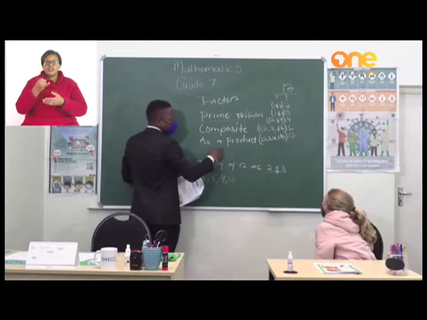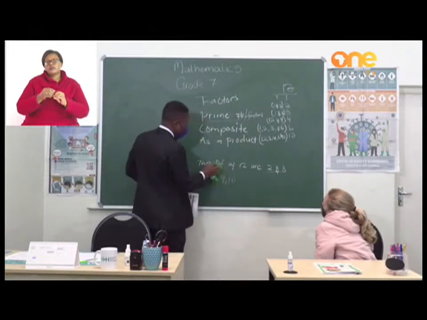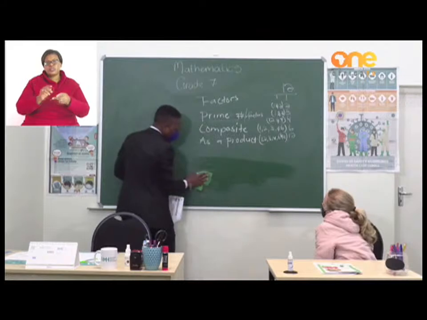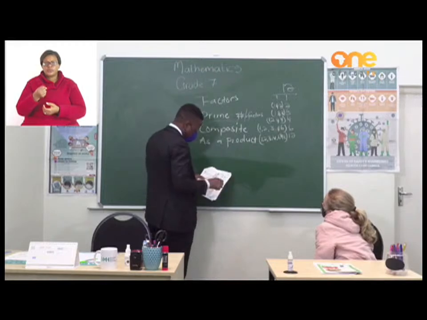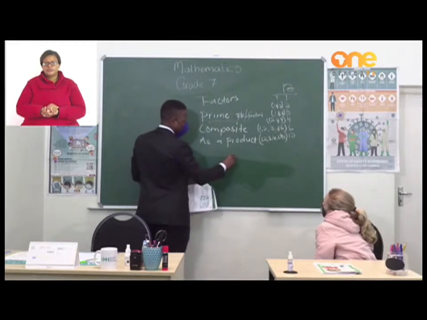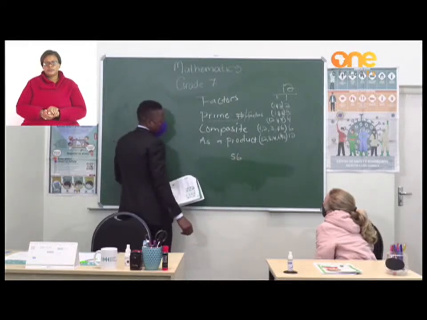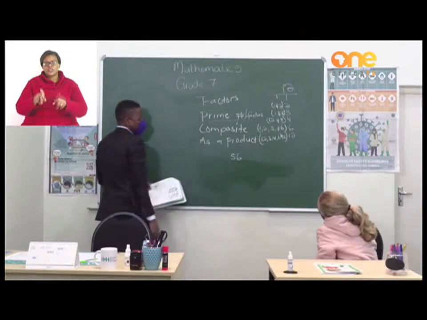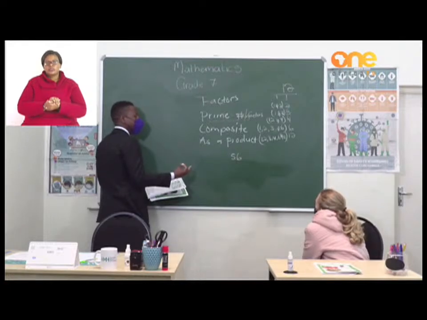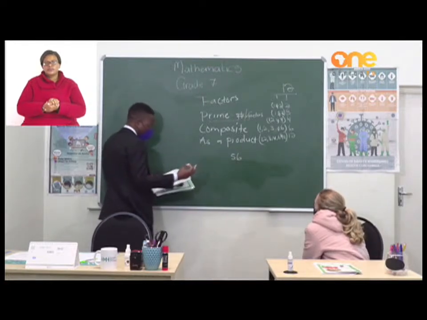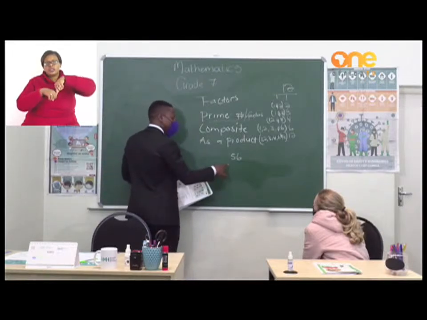The last one is to write a number as a product of its prime factors. In our booklet, we are given 56, and we must write 56 as a product of its prime factors. We have two methods. One method is called a factor tree, which you need to understand in this way.